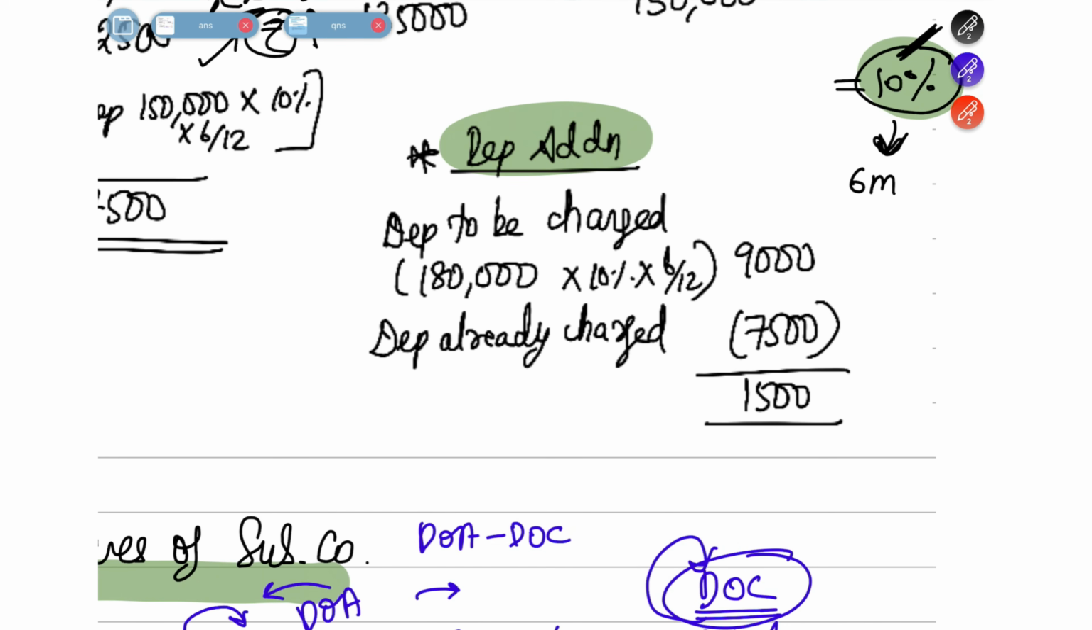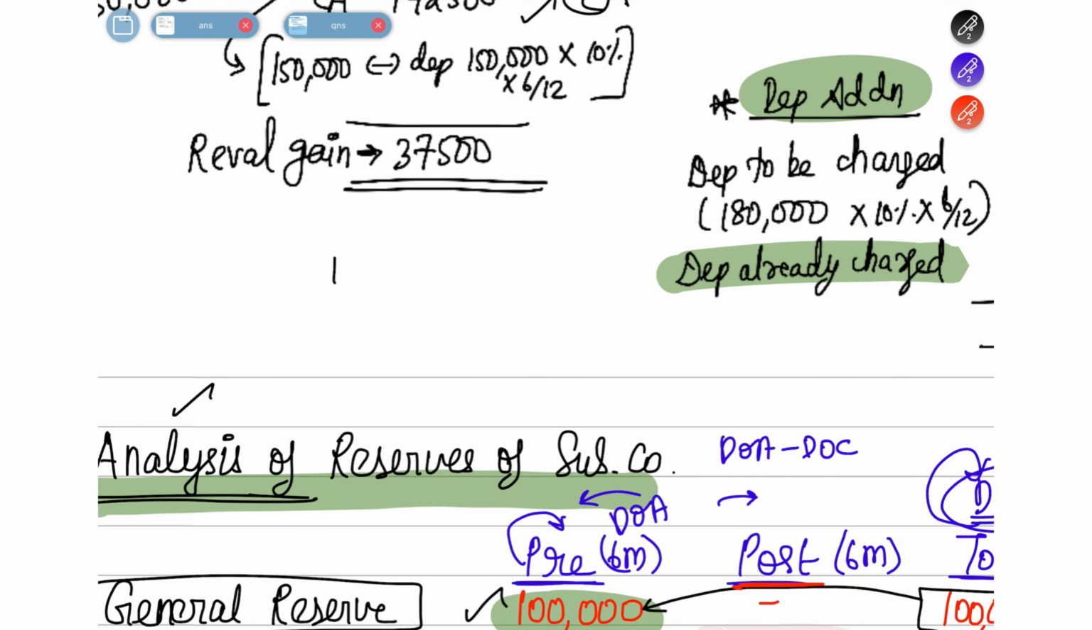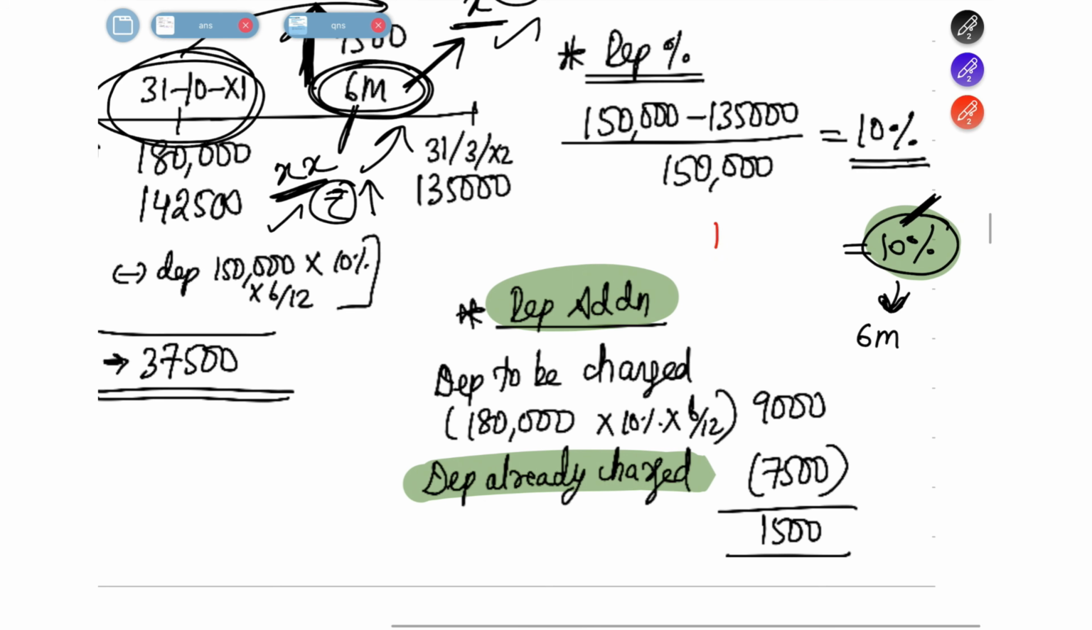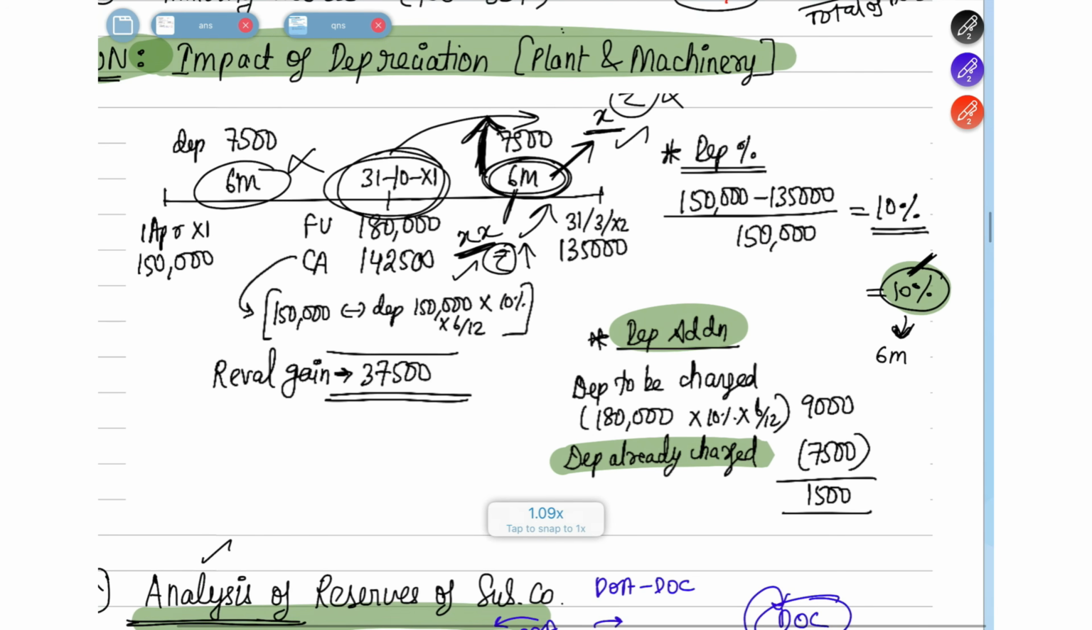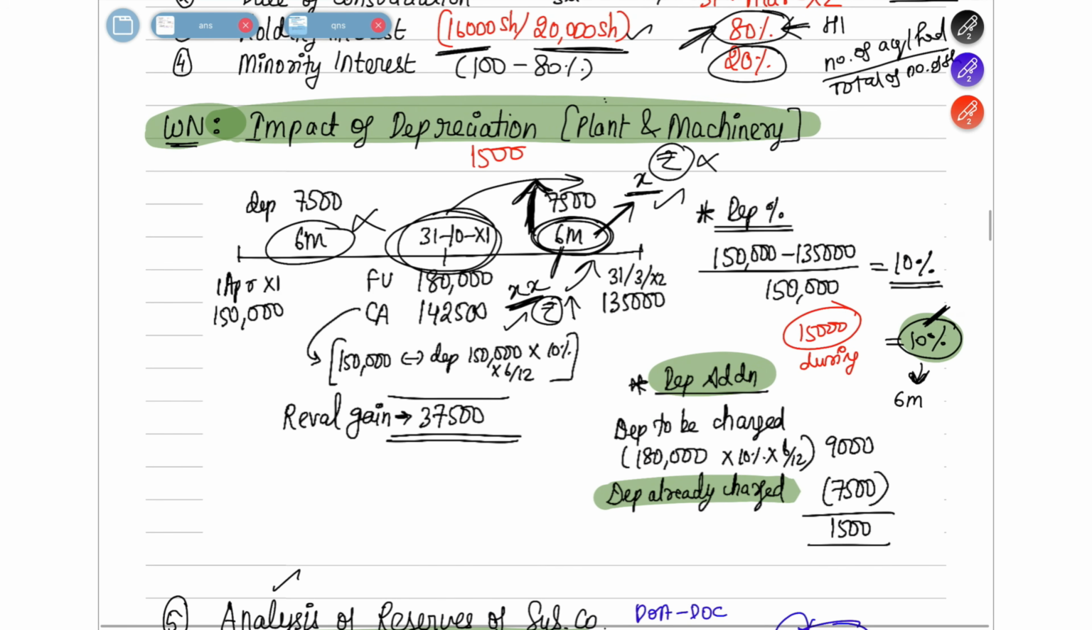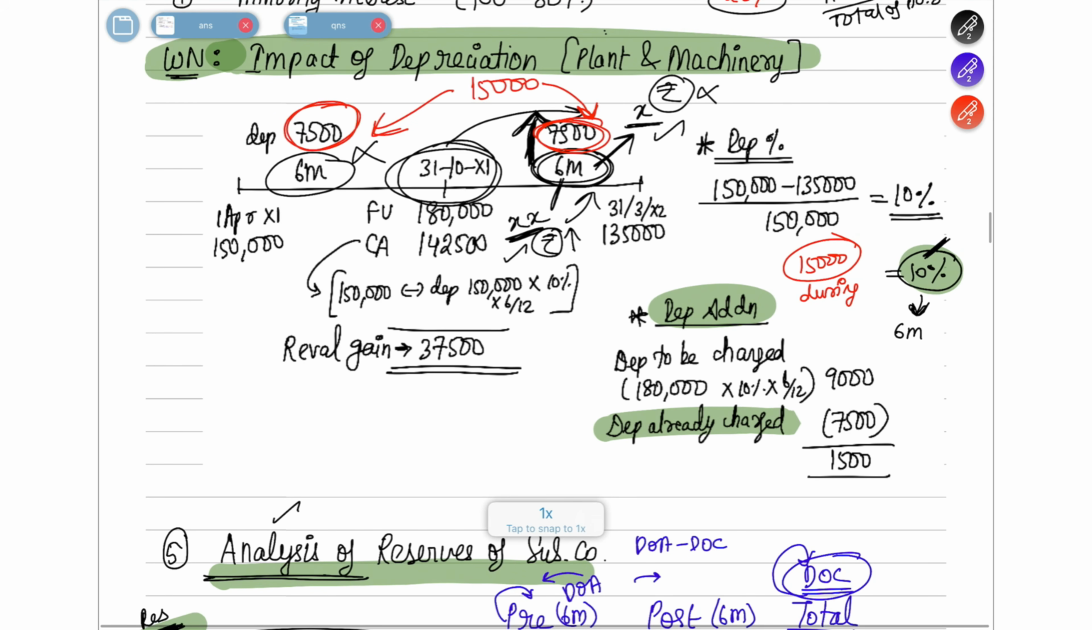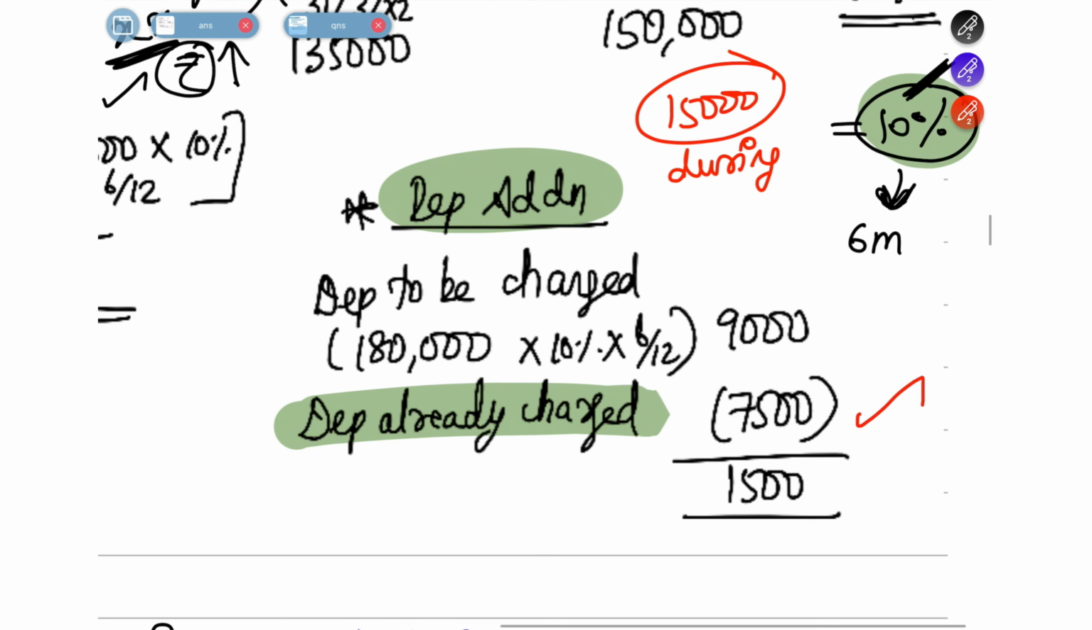So additional depreciation: what is the depreciation already charged? I told you that 15,000 worth of depreciation has been charged during the entire year. If you split this 15,000 into 6 months and 6 months, in the first half 7,500 worth of depreciation has been charged, and in the next half, the post period, 7,500 worth of depreciation has been charged. So the depreciation already charged without any revaluation effect is 7,500 for the post period of 6 months.